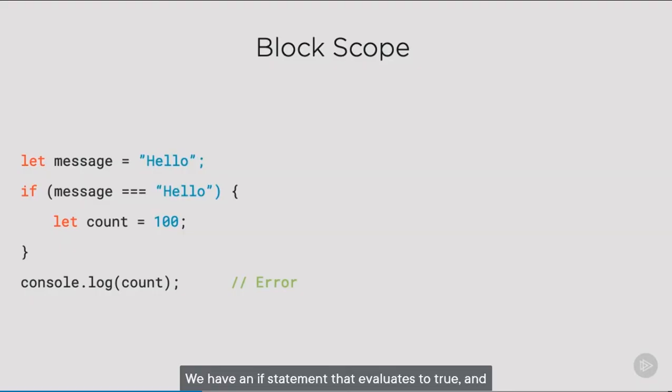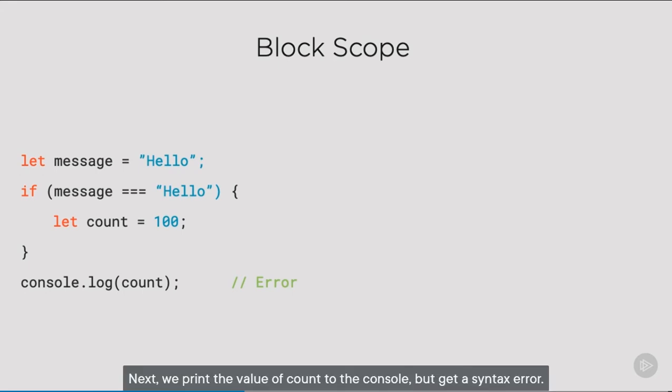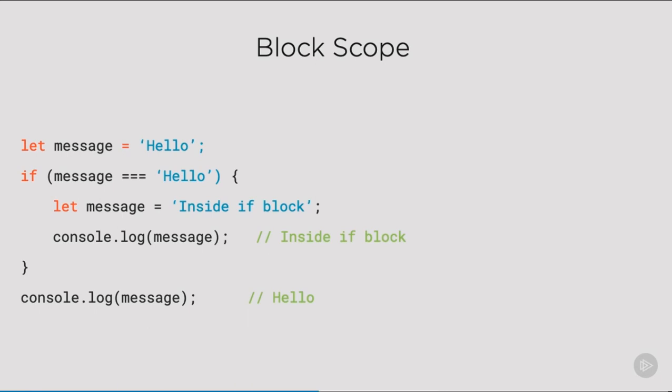We have an if statement that evaluates to true, and inside the body of the if statement, we declare and set the value of the count variable to 100. Next, we print the value of count to the console, but get a reference error. Why? The count variable was declared inside the if block, and as soon as the code block execution completed, it went out of scope.